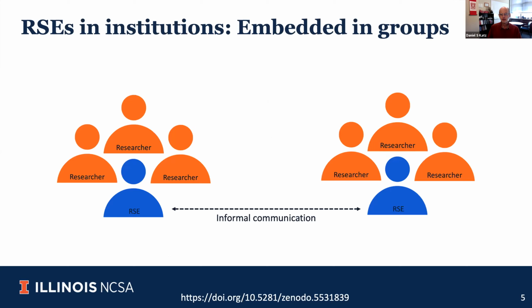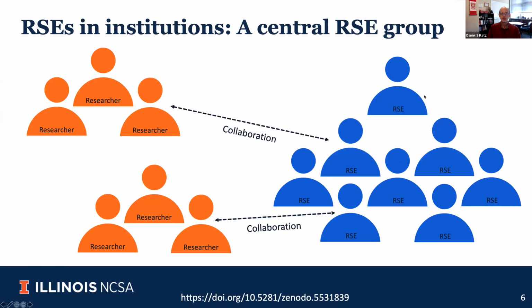We can also think about how RSEs fit into groups. One option is that we have individual RSEs within groups of researchers. Maybe this is a PI's laboratory. And these different RSEs in these different groups maybe are talking to each other informally. We also can think of an RSE group within an organization, and then members of this RSE group can collaborate with particular PI groups, but the RSEs themselves are sitting within some kind of a larger RSE group.